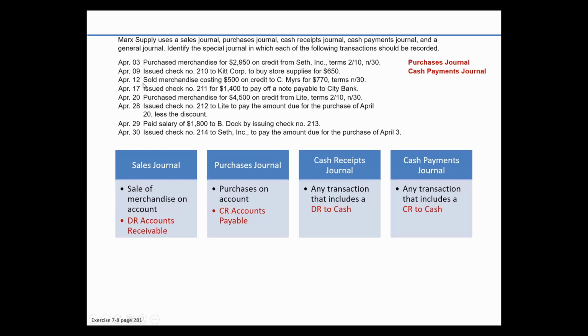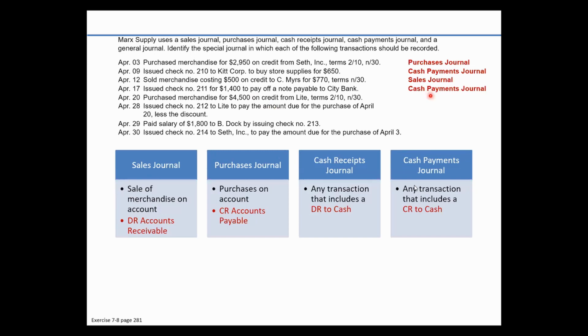Now on April the 12th, we sold merchandise costing $500 on credit to C. Mayors for $770, and again we have terms of net 30. So we sold merchandise on credit, so that would be the sales journal because we haven't received payment for it yet. And on April the 7th, we issued a check for $211 to pay $1,400 to pay off a note that we had payable to Citibank. Well, that would be a cash payments journal.